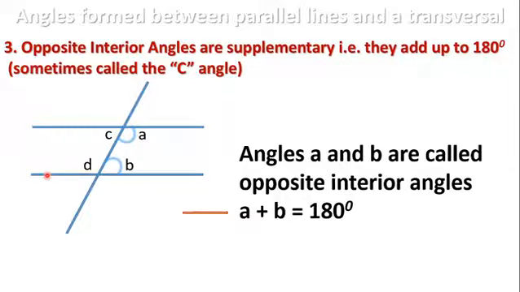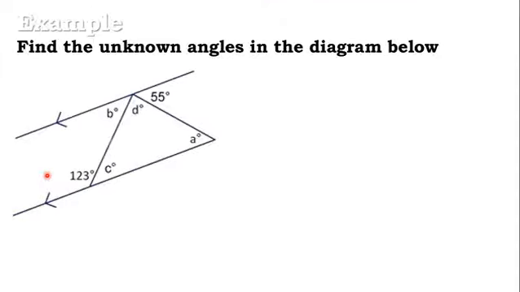Okay, and it means that if I had C and D together, I will get 180 degrees as well. Okay, this is also very important for you to keep in mind when you have questions to answer. Now let's go through this example, and then we'll see what happens after.